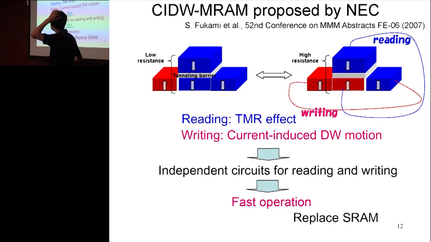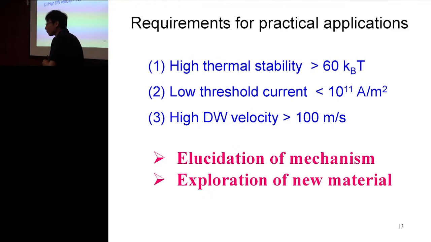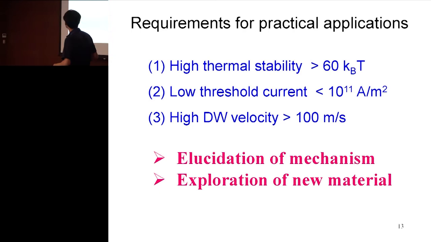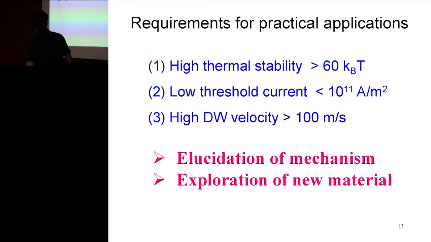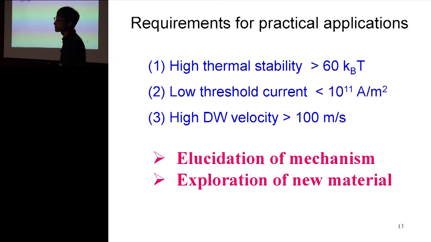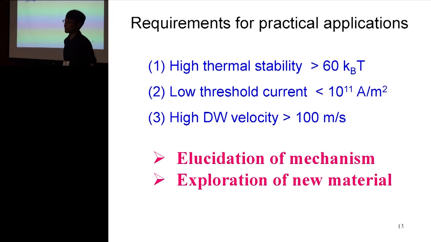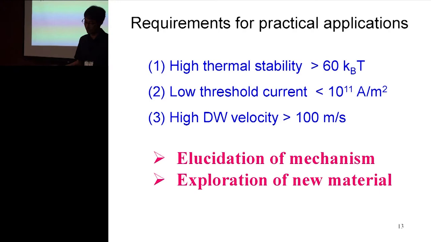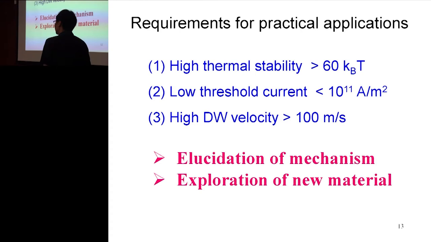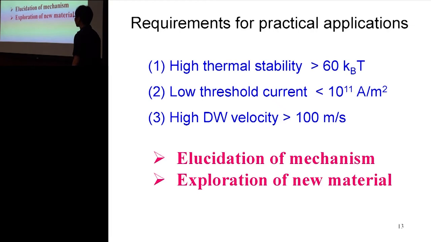Okay. To make such a real device, there are several requirements. First of all, as we heard in the lecture by Professor Ono, we need thermal stability, typically 60 times the thermal energy at room temperature, to have 10 years retention. Second, lower current is better to reduce the operational power. And high velocity is better to get high frequency operation. To do so, we need a mechanism of clamping domain wall motion, and we should explore new materials for these requirements.